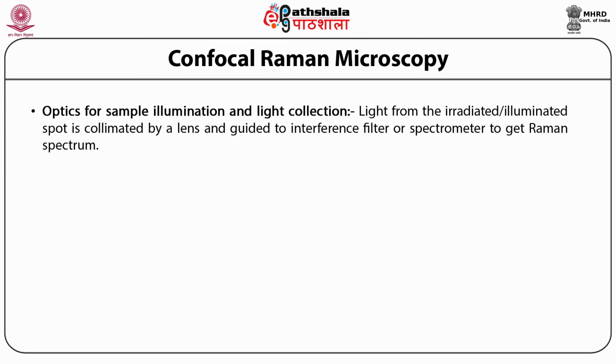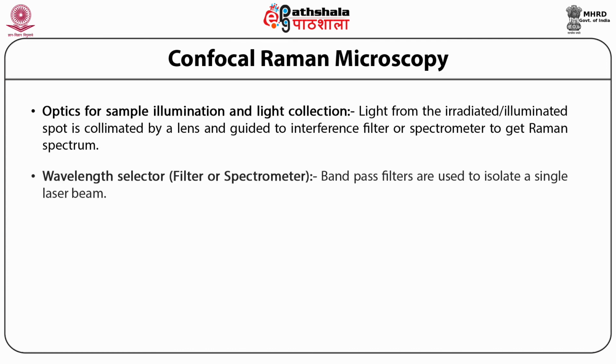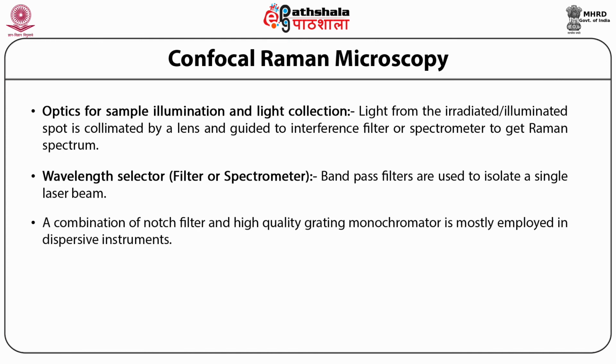Light from the irradiated or illuminated spot is collimated by a lens and guided to an interference filter or spectrometer to get the Raman spectrum. Third is the wavelength selector, or the filter or spectrometer. Bandpass filters are used to isolate a single laser beam. A combination of notch filter and high quality grating monochromator is mostly employed in dispersive instruments.